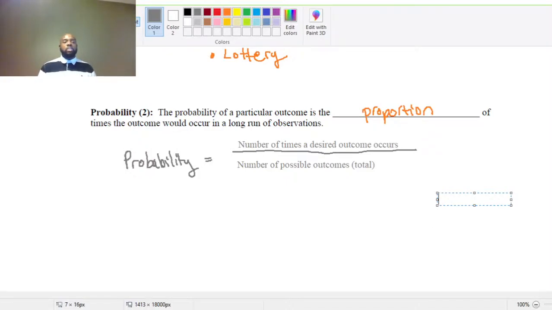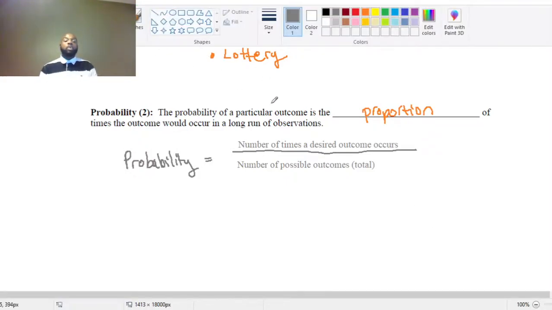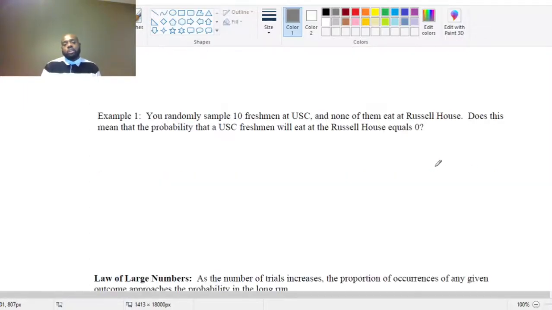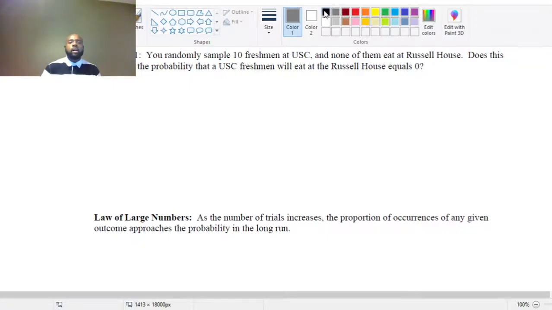When I look at that proportion, I do the part over the whole, the total, and that will give me a number that I can use to get the probability of a particular outcome. Let's look at an example where we use this. It says you randomly sample 10 freshmen at USC, right? So from the whole population of freshmen at USC, you randomly select 10 freshmen, and you find out that none of them actually eat at the Russell House. Does this mean that the probability that a USC freshman will eat at the Russell House equals zero? Our answer to that question would be no.